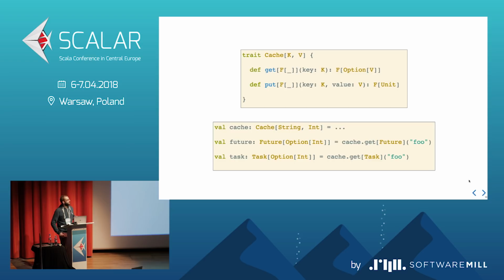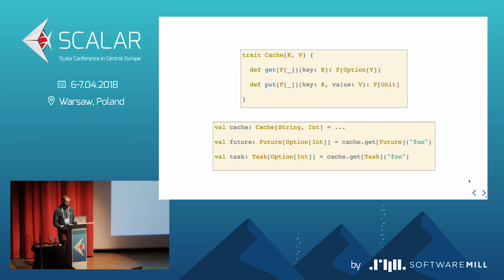I want to abstract over this effect container, just call it F. This F with an underscore in square brackets, that's a higher kinded type, so that's like an F of something, like a future of integer or whatever. So I just want to say, for some effect type F, my get method is going to return an F of an option of the value, and similarly for put.